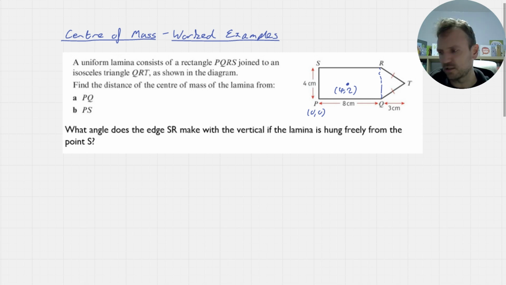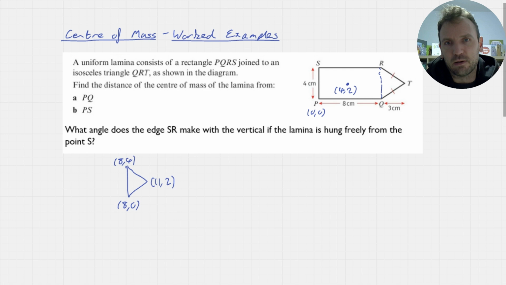This triangle's a different matter here. Now, there's two ways we can go about finding the centre of mass of this triangle. But I'm going to do that separate to the rest of the question first. So we've got this triangle. Well, what are the coordinates of our various points of this triangle? We know that Q is going to have coordinates 8, 0. R is going to have coordinates 8, 4. And T is going to have coordinates 11, 2.